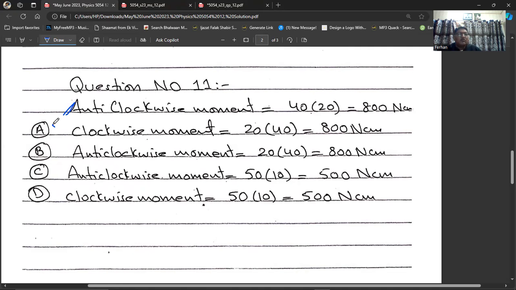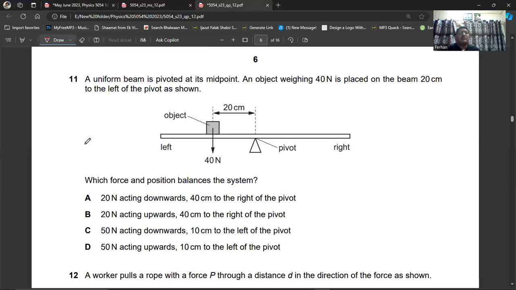Okay. So if you look at the B option, I have done the other calculations also. In the B, let me explain to you. B is 20 Newton acting upward 40 centimeter to the right of the pivot. If a force here will be acting in the upward direction, it will be producing an anti-clockwise moment. This moment is also anti-clockwise. So if this is an anti-clockwise moment, then they will not balance each other.